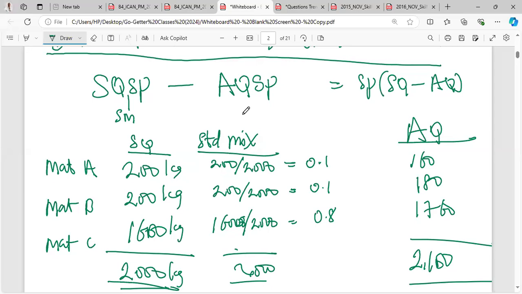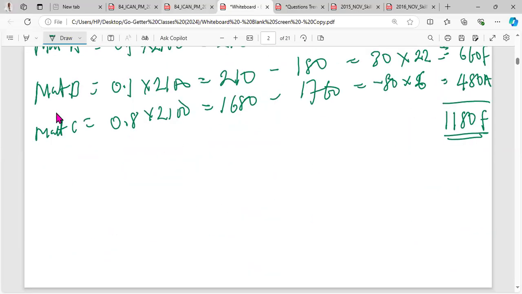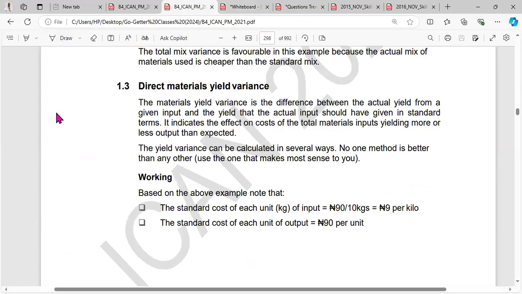Let's go to usage variance and yield variance. The direct material yield variance is the difference between the actual yield from the inputs and the yield that the actual input should have given in standard terms. It indicates the effect on cost of the total material input yielding more or less than the expected.